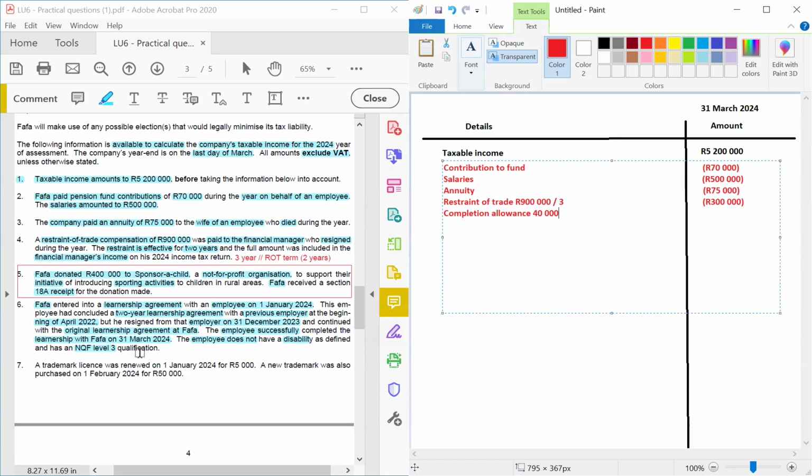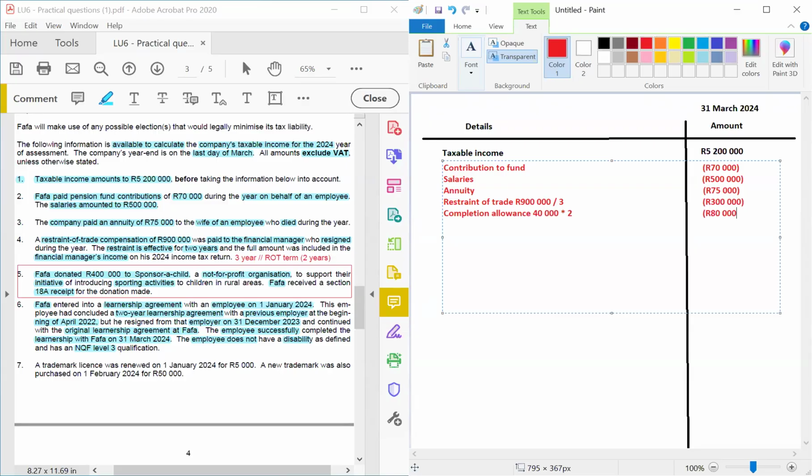So now, it took the employee 2 years, right? From April 2022 till 31st March 2024. So that would be 2023, 2024, 2 years. So now I would multiply this with what? With 2 years. Now, that being said, that is my completion allowance.